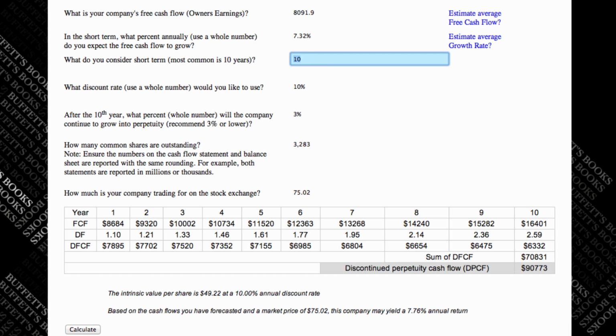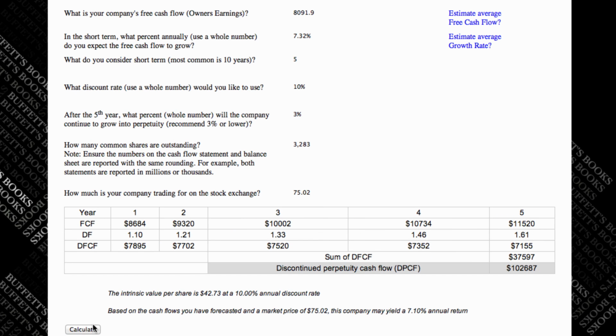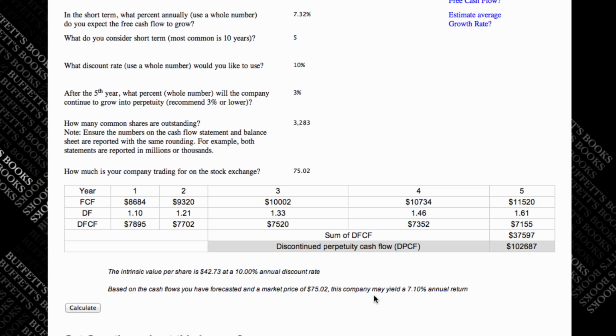So what you do is you just type in 5, and when you hit calculate, what you'll see is this chart updates for the future 5 years at that 7.32%, and then it immediately goes into the perpetuity growth at 3%, and it recalculates those numbers. And when you do that, you can see how our intrinsic value for a $75 share price got worse. It got lower because the free cash flow was not growing at such a long rate of 7% for 10 years. So this comes in really handy.